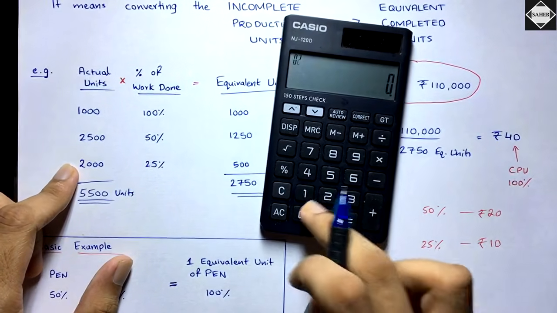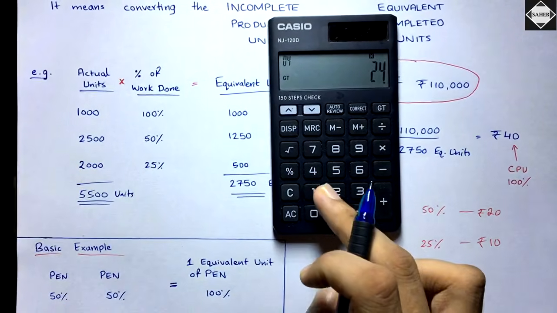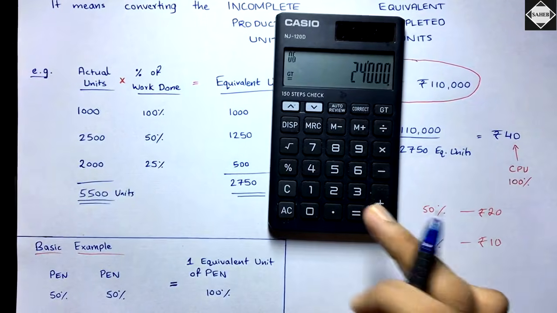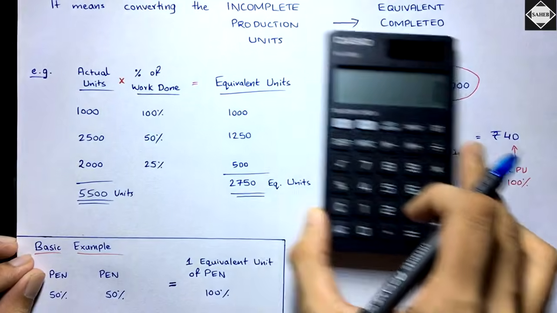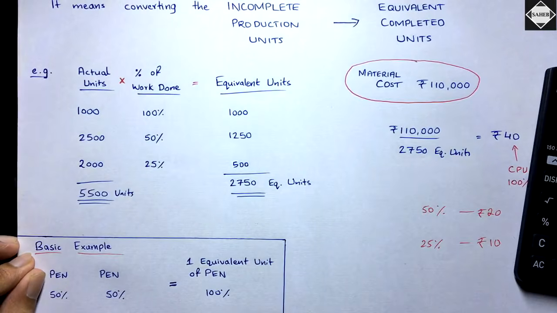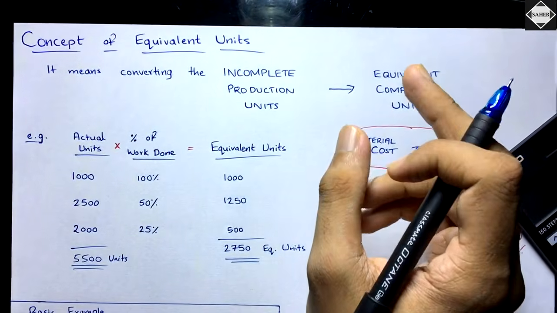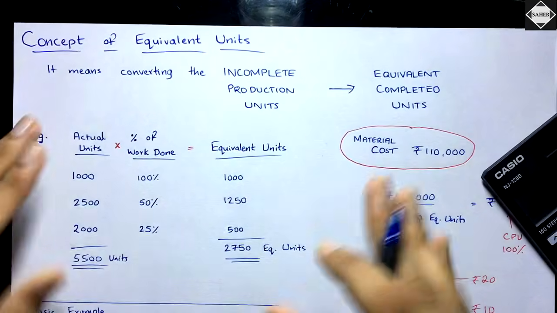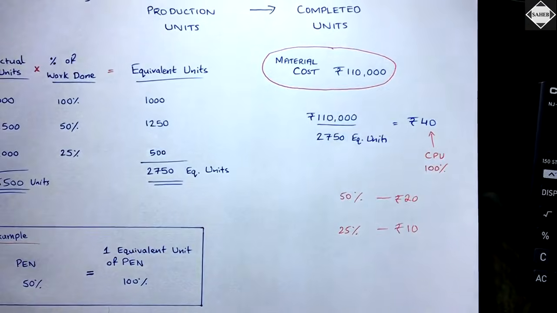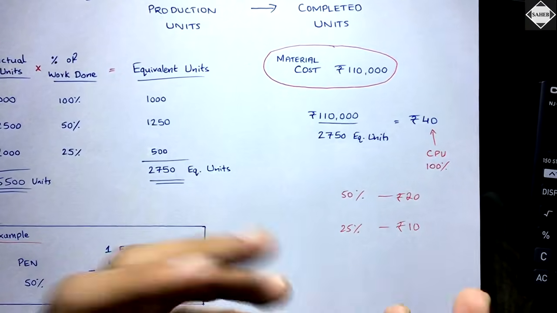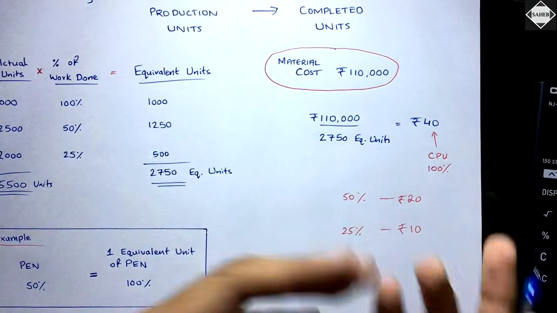40 rupees into 0.60, that's equal to 24 into, let's say, 1000 units additionally we had, just for an example. So 24,000, like that. Did you understand the logic of what we did here? The understanding of equivalent units: we just converted the incomplete production units into equivalent completed units to bring everything to the same level, so that we can find the proper cost per unit. And then depending upon the percentages, you can just divide this into 50%, 25% and get the cost and multiply it with the units.